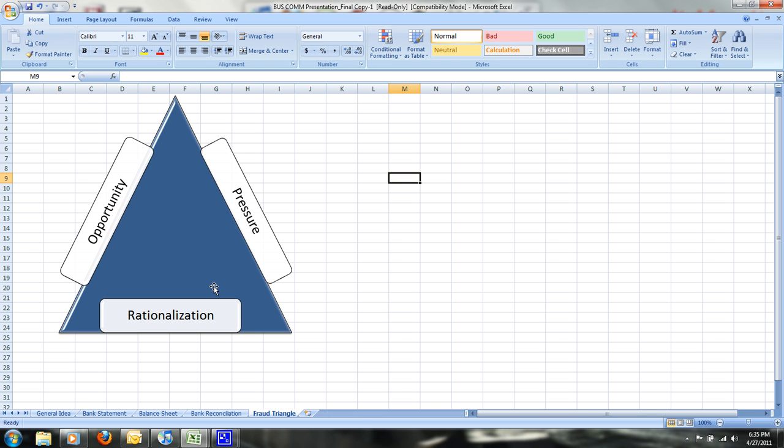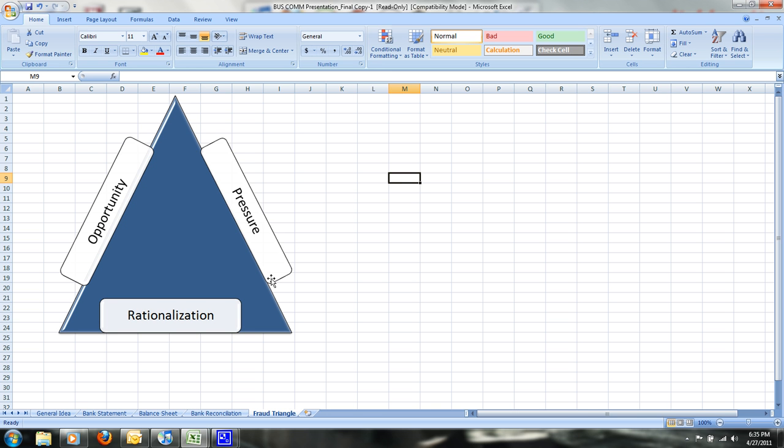The next thing is pressure. A lot of times a fraudster will commit a fraud because they have some financial need or economic pressure, or maybe they're higher up and they need to make the financial statements look good. And rationalization is the final one. Usually a fraudster will rationalize what they're doing to make it seem okay. They'll say, oh, it's only $100, the company won't miss that. Or maybe they'll say they'll never know, and I've worked hard for them, it's not that big of a deal.